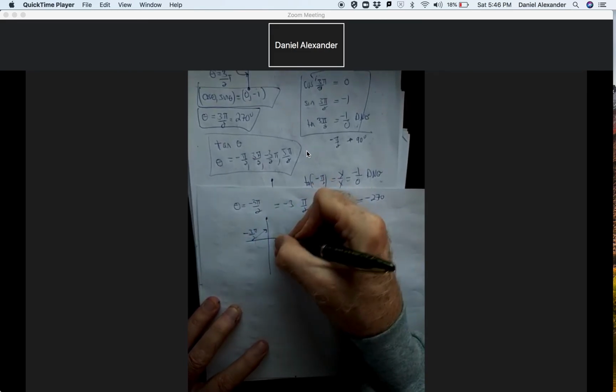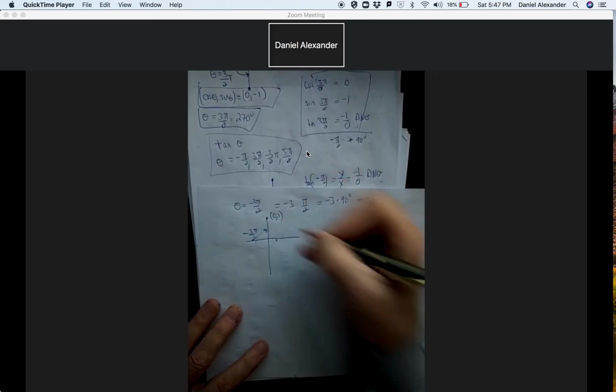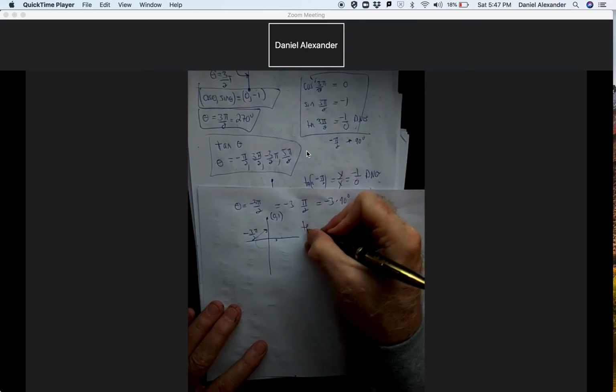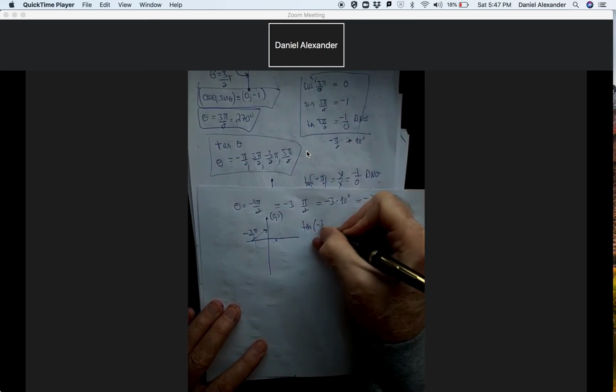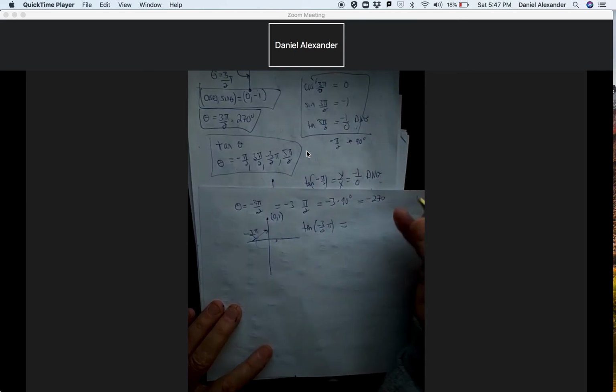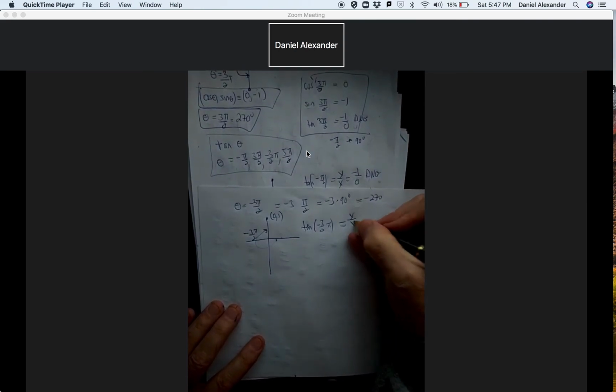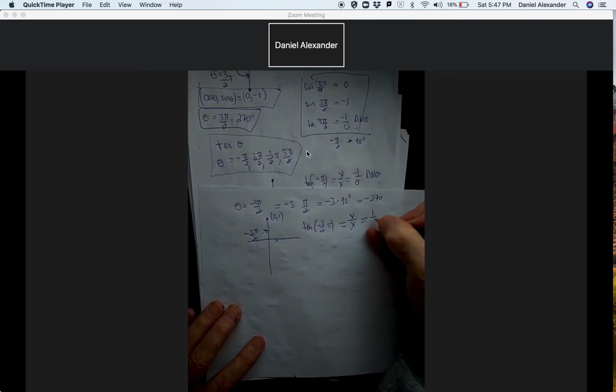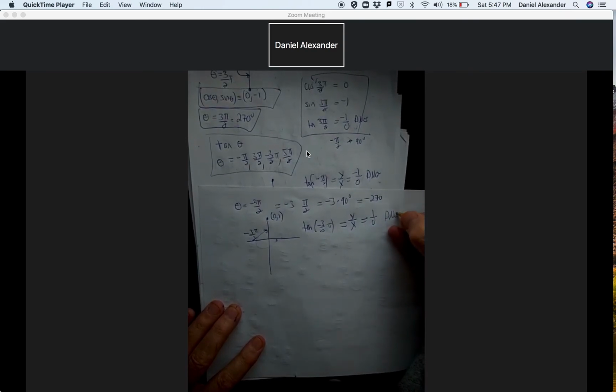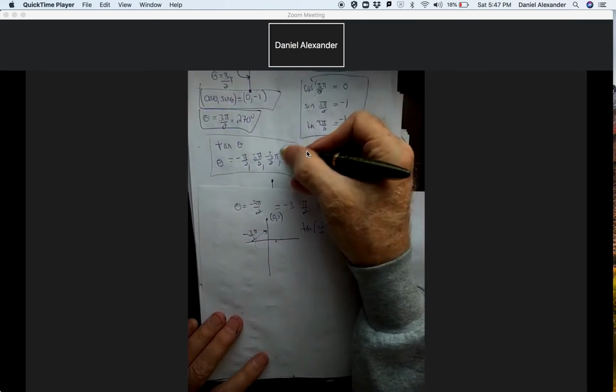That's the same as 90 degrees. There are my coordinates, 0, 1. Tangent minus 3/2 pi is equal to y over x. X is 0 again, so it does not exist. Okay. Now we have one more, 5/2 pi.